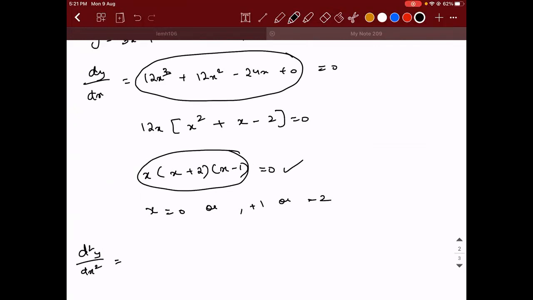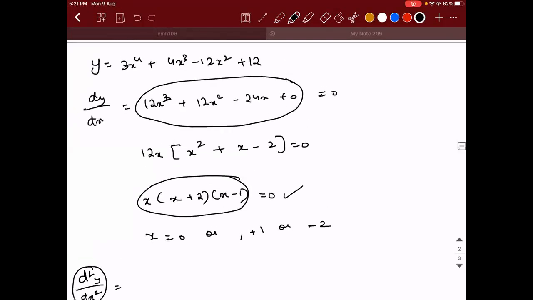We'll get the answer as 1 equal to 0. You took the 12 to the other side. Yes, right? But actually, second derivative is for whom? Second derivative is for the first derivative. So this is the first derivative. We need to be careful with that.